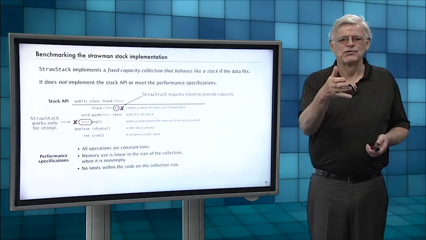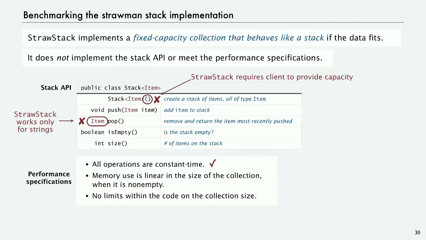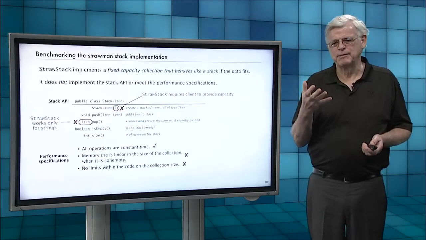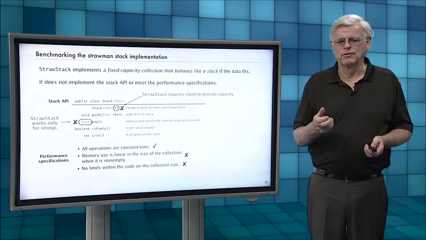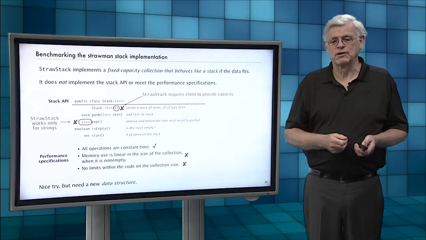It only works for strings, so it doesn't do the generic thing, so that's okay. We know how to do that. It does get all operations done in constant time, but it does not meet the requirement that memory use should be linear in the size of the collection. And there are limits within the code on the collection size. That's the use of max there. So StrawStack is not a stack. It does not meet the performance specs. And so we're going to have to look at some other way to meet the performance specs. And what we need is a new data structure, and that's what we're going to talk about next.